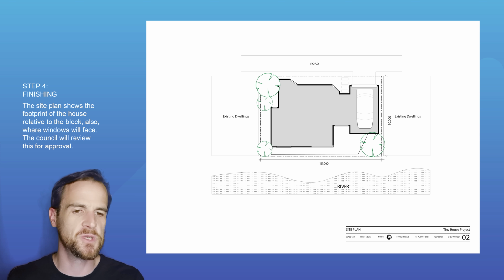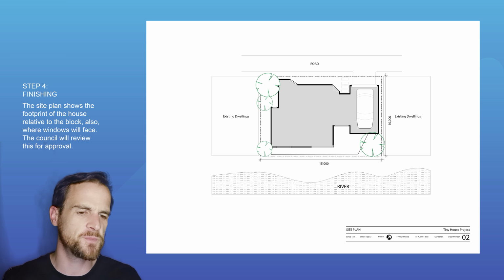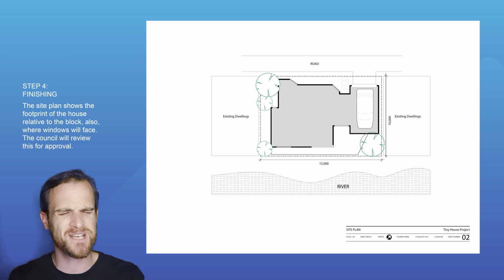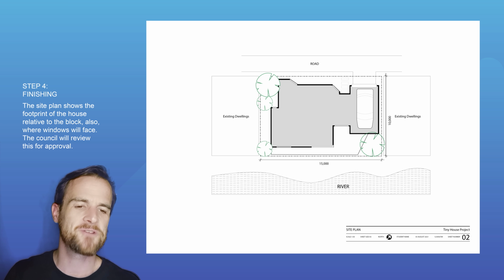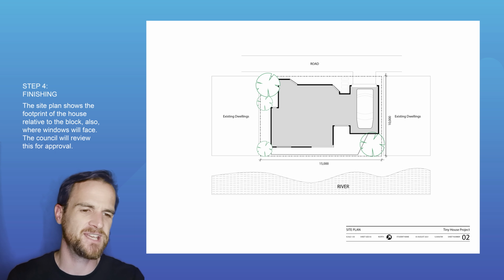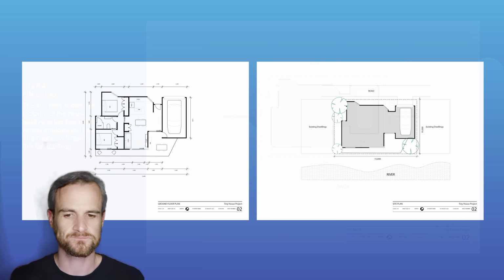How close is the building to the street front? How close is it to the rear of the property? Does it interfere with any established trees? They might have some heritage trees. So council planning is one of the main reasons that you do a site plan. It's also important for the client to see and really contextualize how that building's going to sit.